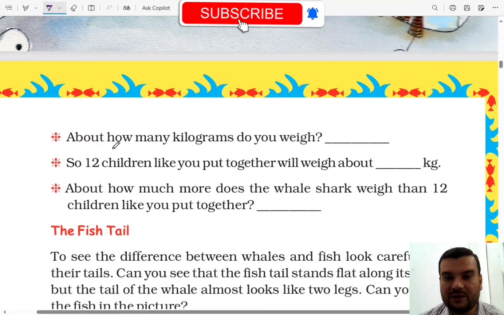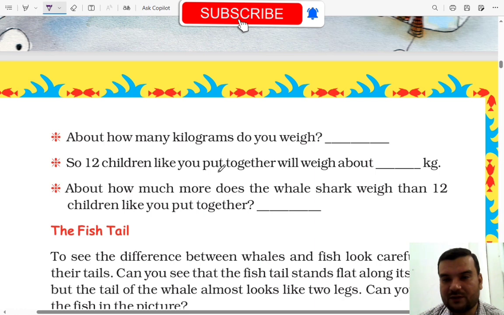So about how many kilograms do you weigh? It's a personal question. What is the weight of yours? Okay, say for example, if your weight is somewhere around 30, 35 or 40 kg, whatever it may be, you can write your weight.